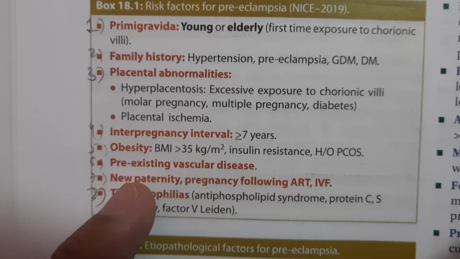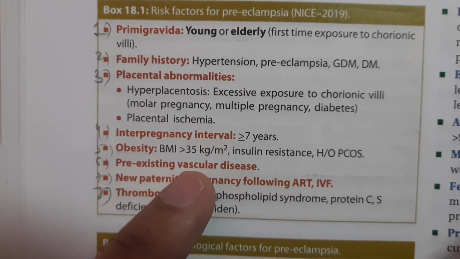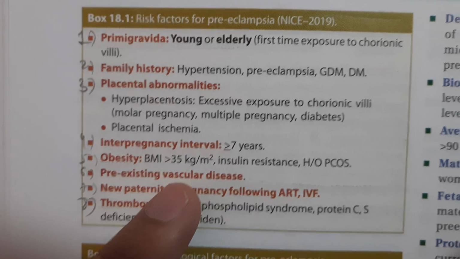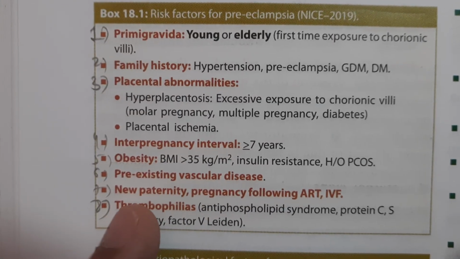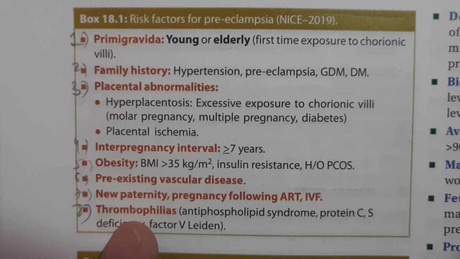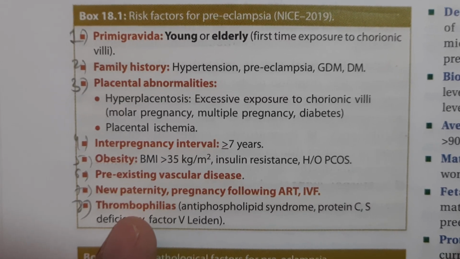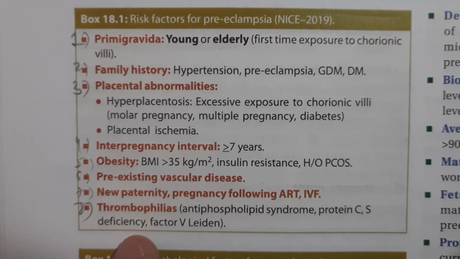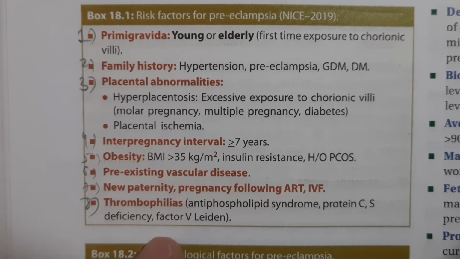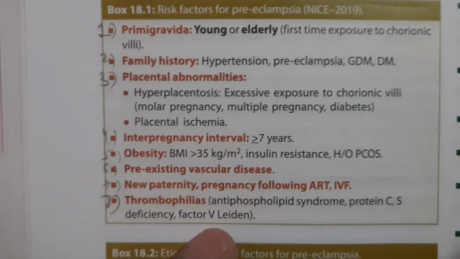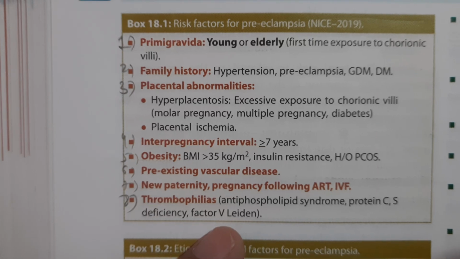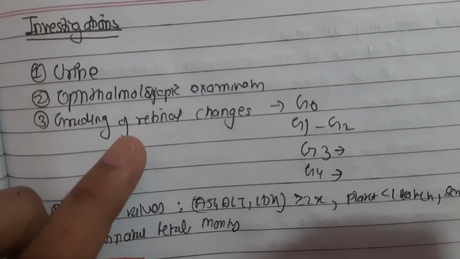more than or equal to 7 years, obesity with a BMI more than 35 kg per meter square, insulin resistance, history of PCOS, and pre-existing vascular disease, new paternity, pregnancy following assisted reproductive technology, IVF, thrombophilia and APLA syndrome, protein C and S deficiency, factor V Leiden mutation. And these are other risk factors for preeclampsia.